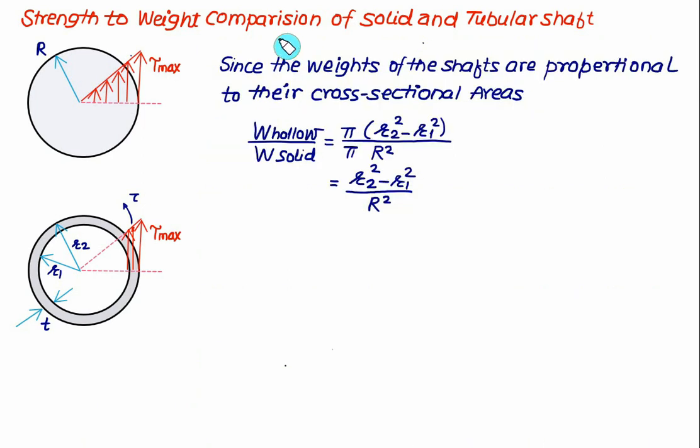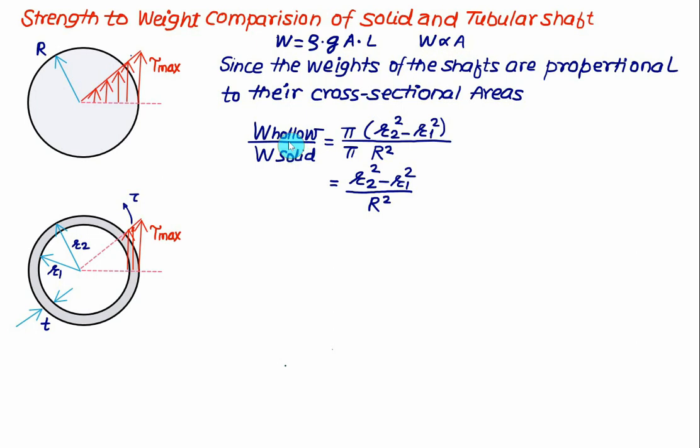Whenever you have to find out the weight, it is basically given as rho g multiplied by the cross section area A multiplied by the length L. We are using the same material for solid and hollow, so rho will be the same, and the acceleration due to gravity is also the same. Since we have to replace the solid shaft by a hollow shaft, the length also remains the same. It means that our weight is directly proportional to area.